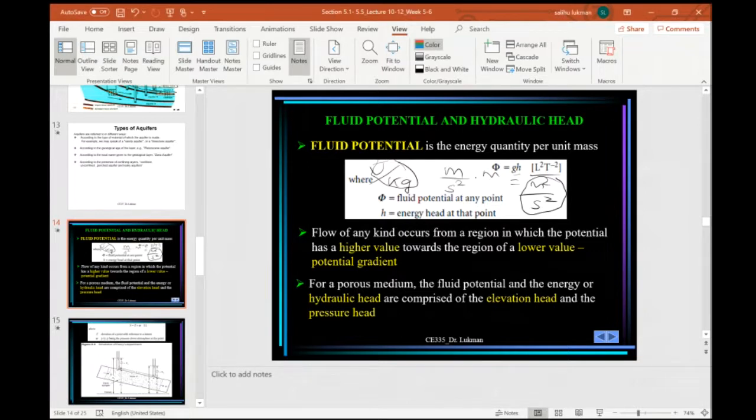So you must establish a potential gradient before you have fluid move from one point to another. Fluid moves from regions of higher energy to regions of lower energy, from regions of higher pressure to regions of lower pressure, not the reverse.